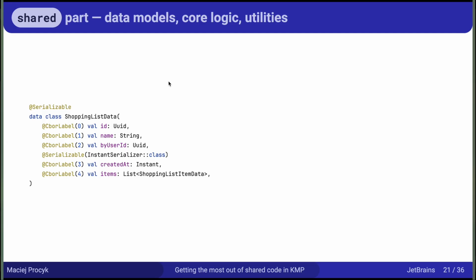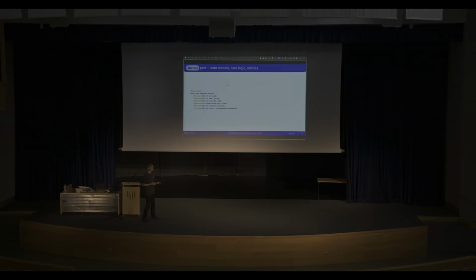Once we have this understood, we can try to speak about sharing the data models, some core utilities, and some core business logic to be shared between different parts of your systems. This includes the data models, for example.